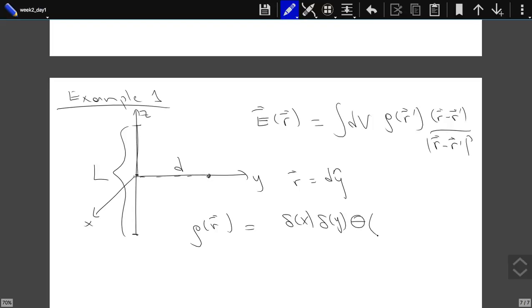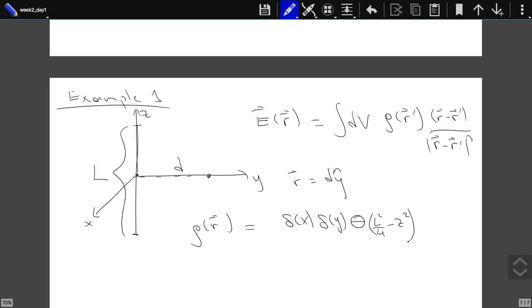And we can use the step function. Let's say z squared should be less than L squared over 4. Now, we could have written two different step functions, or we could have just said the absolute value of z is less than L over 2, which is the same thing as z squared is less than L squared over 4. So the charge density should be proportional to this expression. Do you agree?